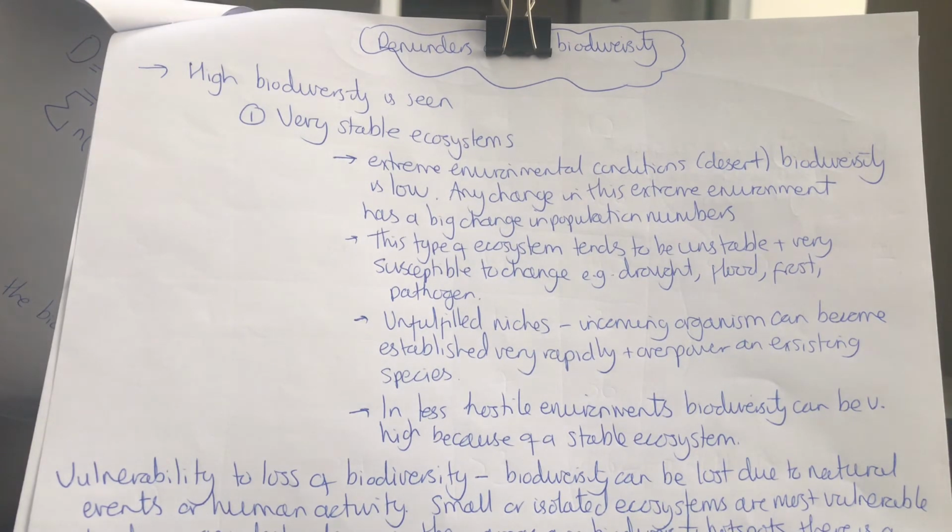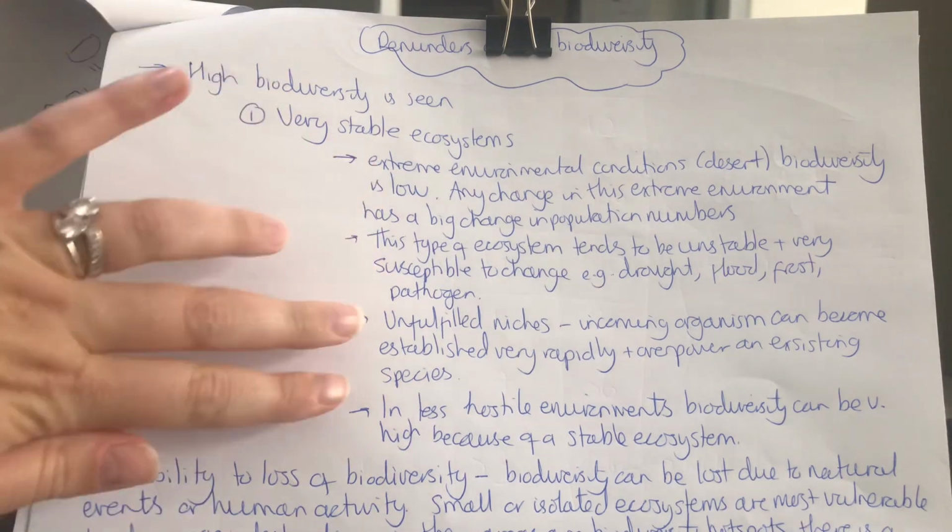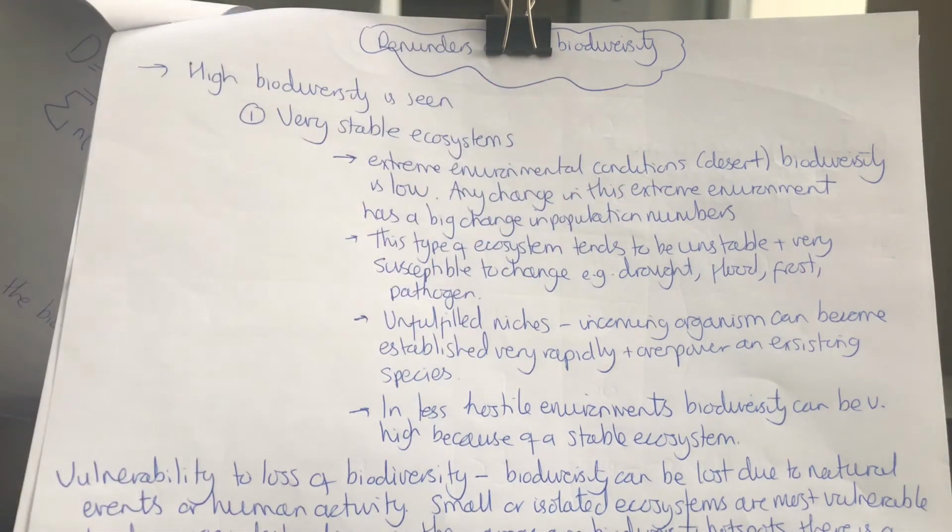These ecosystems also tend to have unfilled niches, so unfilled roles within the ecosystem. So any incoming organism that's new to that ecosystem can become established very rapidly and overpower an existing species. Essentially, in these extreme environments like a desert, they're really unstable. Okay, they're susceptible to changes, to new organisms, to new pathogens. And so because of that, you don't have a high biodiversity. There's too much instability. Whereas in less hostile environments, biodiversity can be very high because you have a stable ecosystem. All right, so where you don't have these issues, biodiversity is much more likely to be higher.